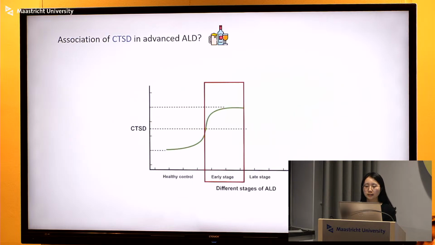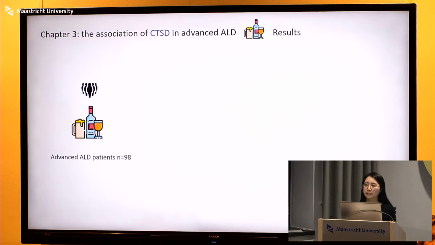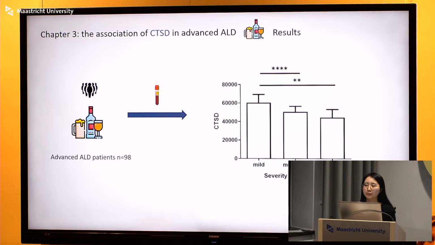As previous studies showed that cathepsin D significantly increased in early stages of ALD, in the next study, I further investigated whether and how it changes in the late stages of ALD. For this, we used a group of advanced ALD patients with liver cirrhosis, diagnosed through a liver biopsy. Similar to the first study, we measured cathepsin D levels in patients' blood. Surprisingly, in the result, we found that cathepsin D decreased with the severity of liver disease.